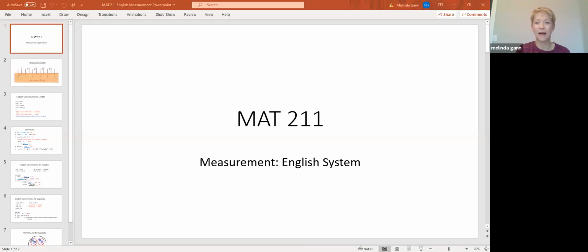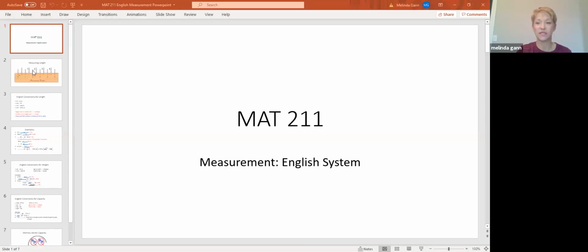It's the only civilized country in the world, probably, that still uses the English system, okay? But since you have to teach it, you have to know it. All right, like last time, I'm going to share my screen and share a PowerPoint with you and show you some things, okay? All right, so we're talking about the English system.